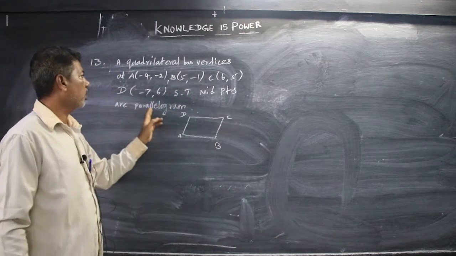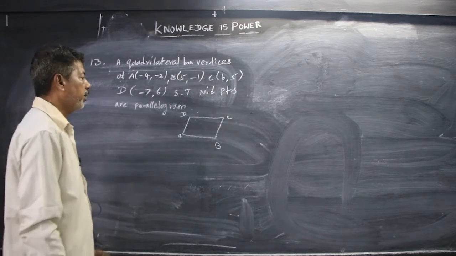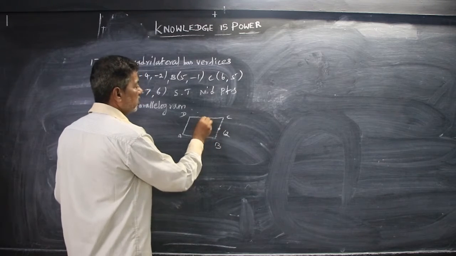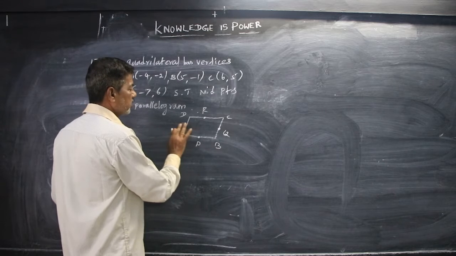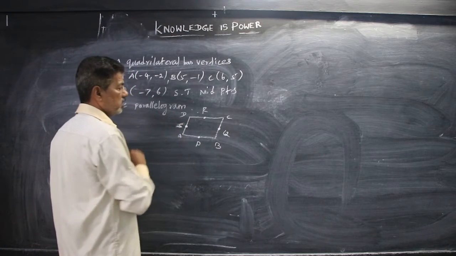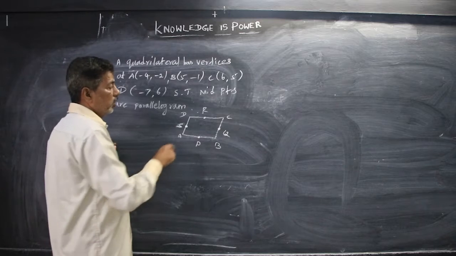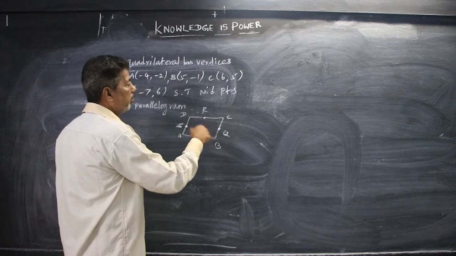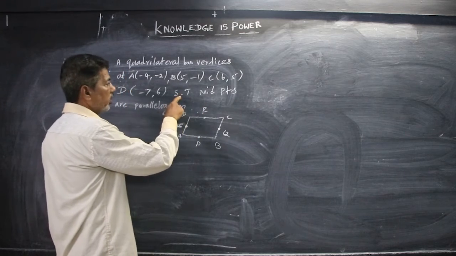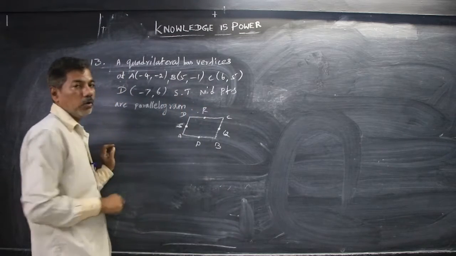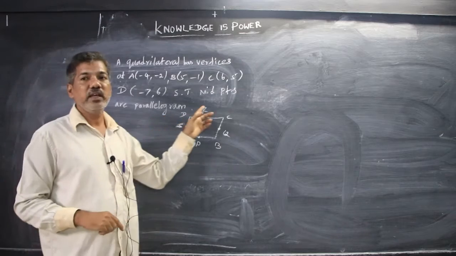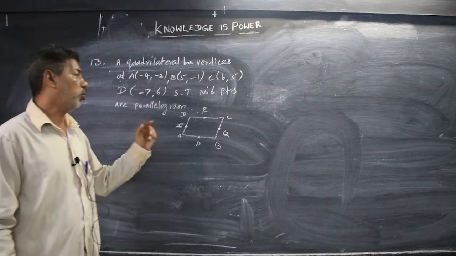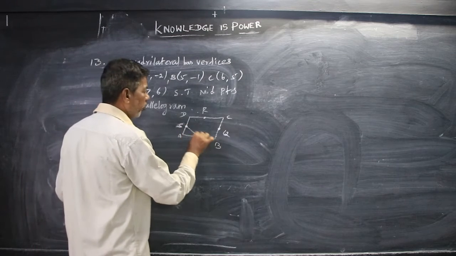Show that the midpoints form a parallelogram. What is the meaning of midpoint? Suppose I am taking this as P, this as Q, this as R, and this as S. It's clear? So a parallelogram consists of what? Some midpoints. Because the question has to show that the midpoints form a parallelogram. In the previous model we did the sides of a parallelogram. Now joining the midpoints.